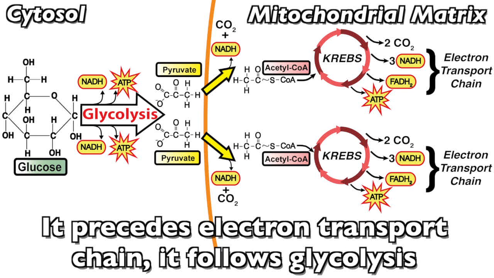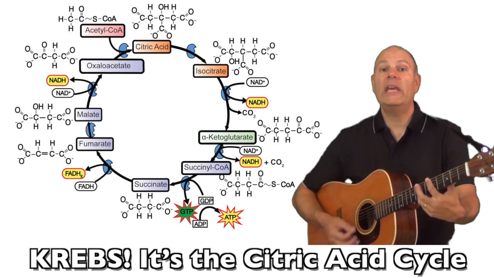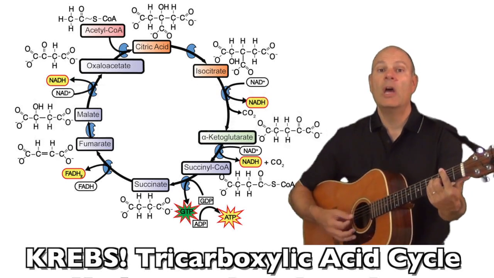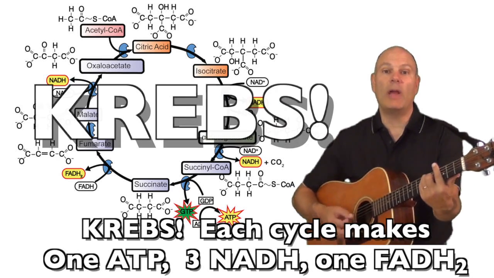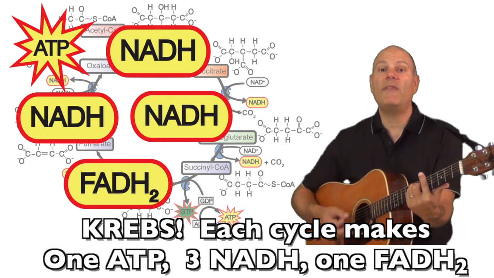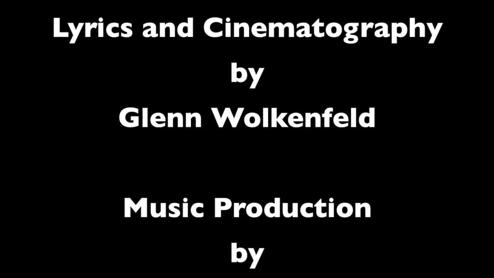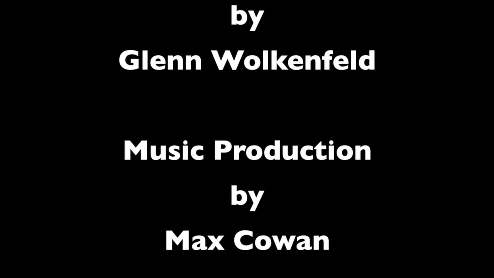It precedes the electron transport chain, it follows glycolysis. It's spinning round and round in the mitochondrial matrix, Krebs. It's a citric acid cycle, Krebs. Tricarboxylic acid cycle, Krebs. Each cycle makes 1 ATP, 3 NADH, 1 FADH2, Krebs.